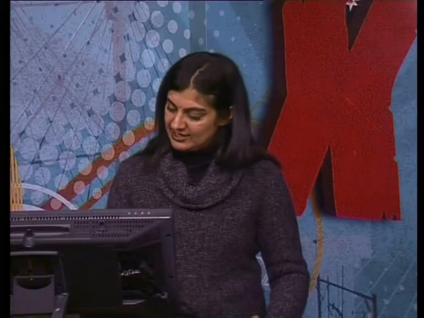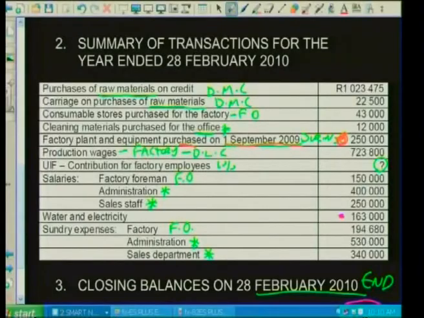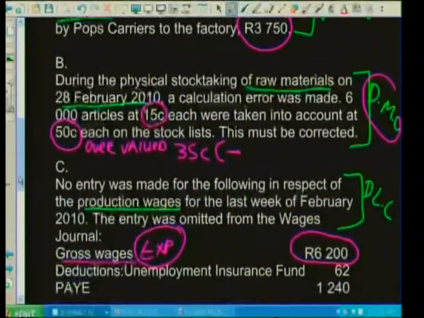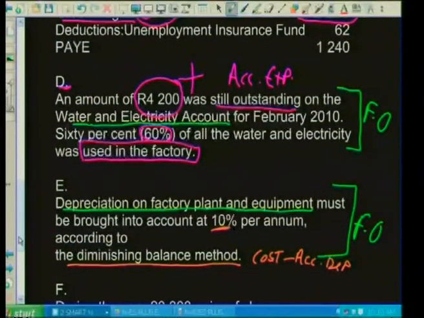Okay, so my water and electricity is an amount of 163,000. So let's just take that through. Okay, so water and electricity, 163,000. I now must include my accrued expense. So I'm adding on 4,200, and then only 60% of the total cost was used in the factory, and that's what I'm trying to calculate. So I'm going to multiply this then by 60%.